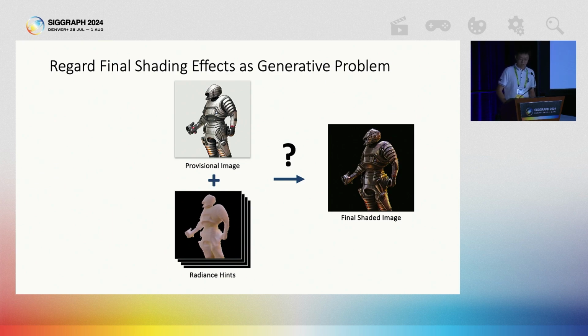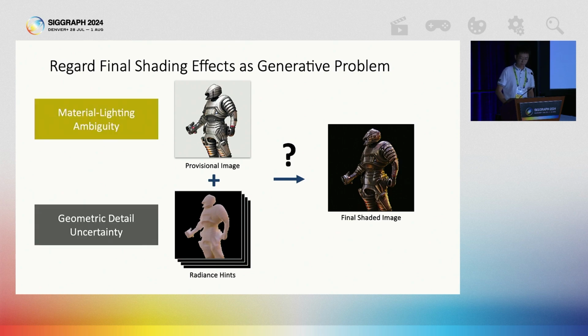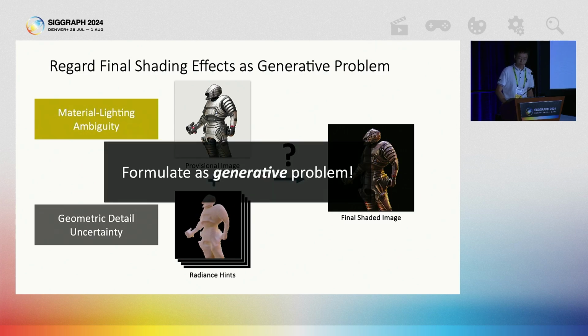However, combining these radiance hints with the provisional image is still very challenging due to the need of generating geometrical details and resolving the lighting material ambiguity in the single provisional image. Thus, we treat it as a generative problem and rely on another diffusion model to generate the final shading effects.